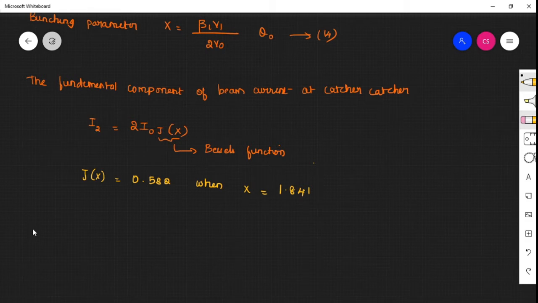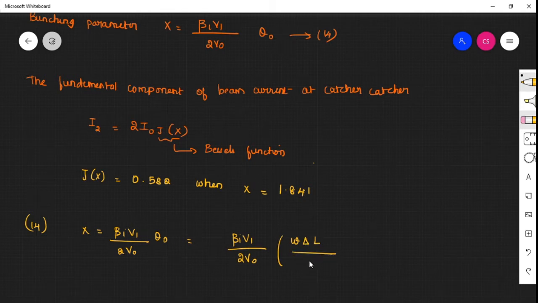Now from equation number 14, we can actually write del L. Maybe I'll simplify and then write. From equation 14, we have already written that x is equal to beta I V1 divided by 2 V0 into theta naught. And we already found what theta naught is. Theta naught is given by omega into L divided by V0. So this is beta I V1 by 2 V0 into omega. The drift space length, we defined it as del L if you see in the previous equations, divided by the velocity V0.